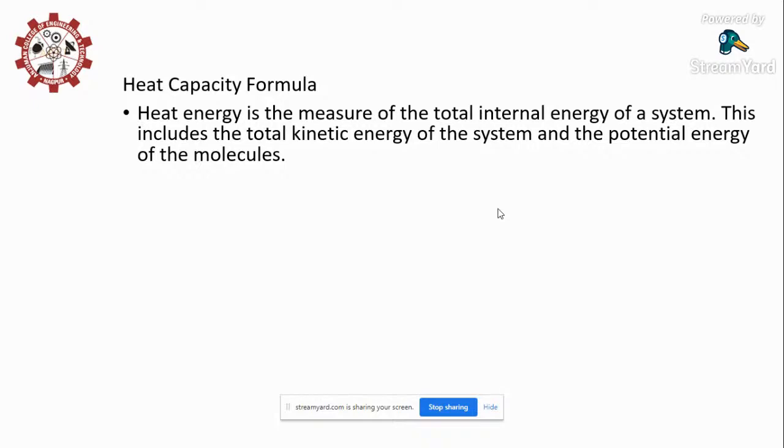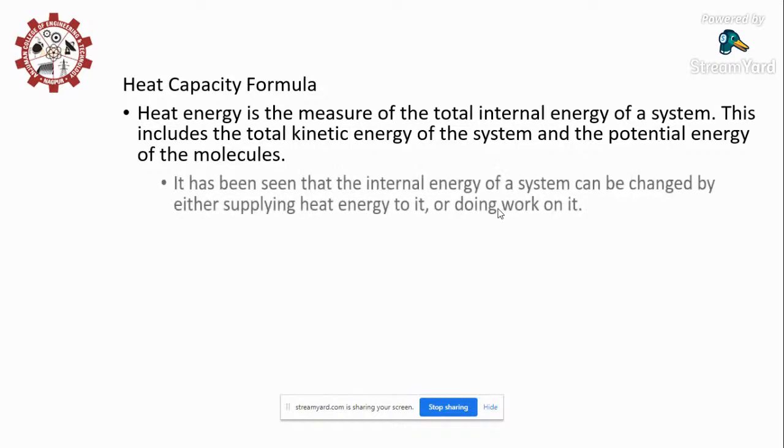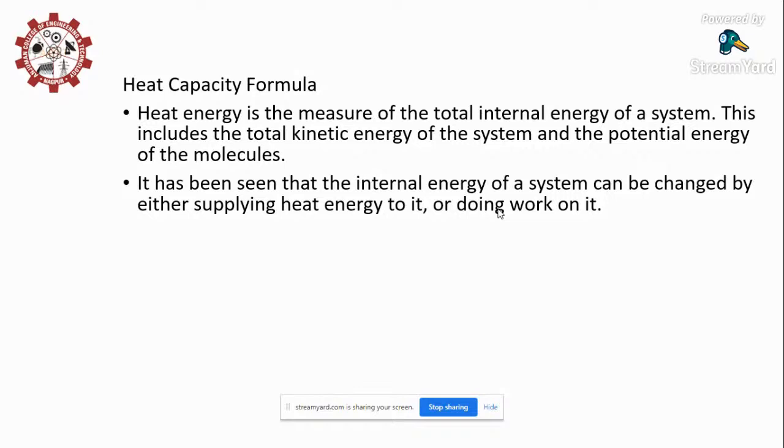अभी जब हम total internal energy बात करें तो we'll be talking in terms of atoms and molecules. We are going to talk at the molecular level. ठीक है? So it has been seen that the internal energy of a system can be changed by either supplying heat energy or by doing work on it. It is up to us what we want to do. If we want to convert from one phase to another, or from one system to another, we can do it either by supplying heat energy or by making the system do certain work so that there will be a change in the system.